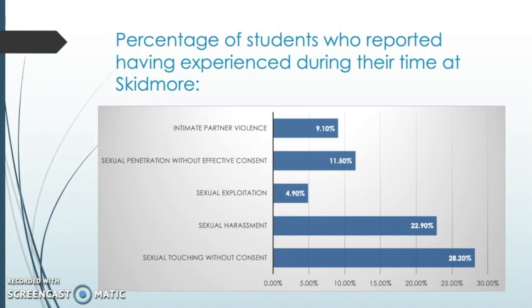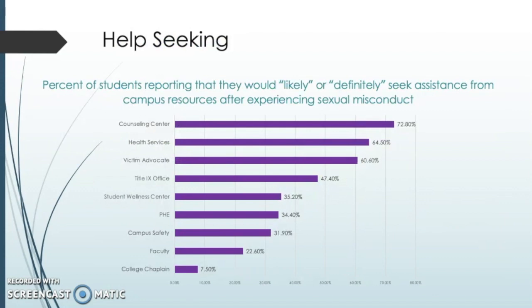A final example of how you can justify the need for your program is using statistical research. I gained the following statistics from Jen McDonald, which include help seeking, the percentage of students that went to seek out help, and where they sought that help. For example, victim advocates are 60% likely or definitely to be sought out for assistance, whereas PHEs, the Student Wellness Center, and Campus Safety are all a lot lower down. So I can use this information when justifying that my program will benefit this population and support the need.